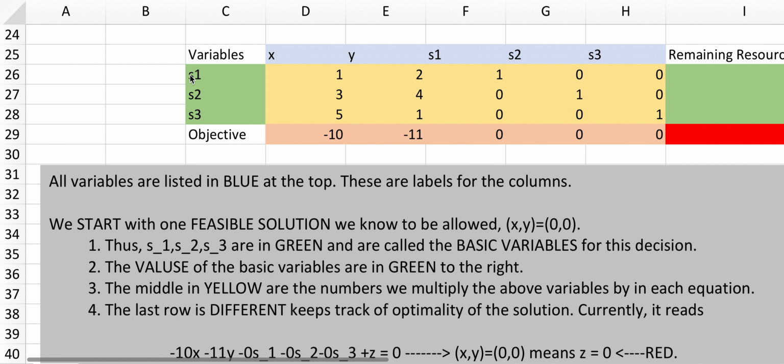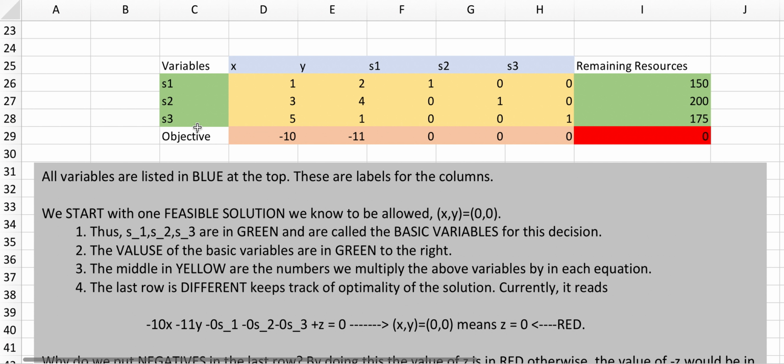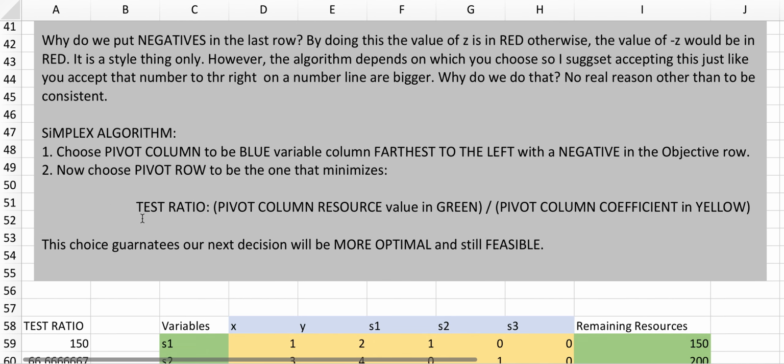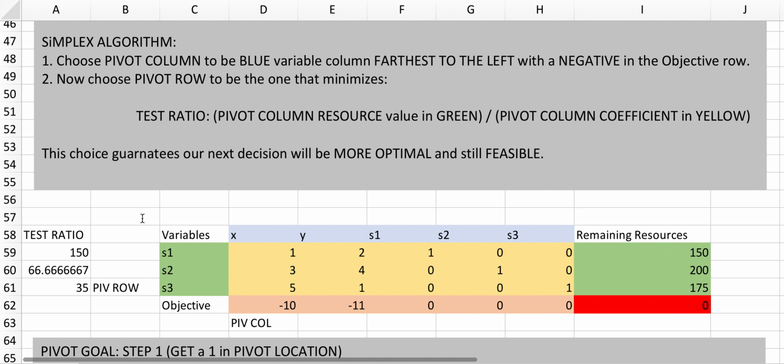So therefore, S1, 2, and 3 are starting as the total number of resources because we haven't used any yet. Because we haven't made any products yet, our profit is 0, which is in the lower right corner. So we want to try to find a new decision, which is going to give us some profit and will still be feasible. So how we're going to do that is through what's called pivoting the tableau in a certain specific way, which is called the simplex algorithm.